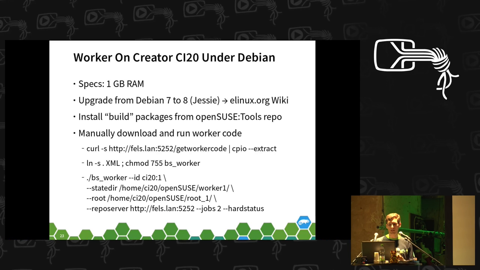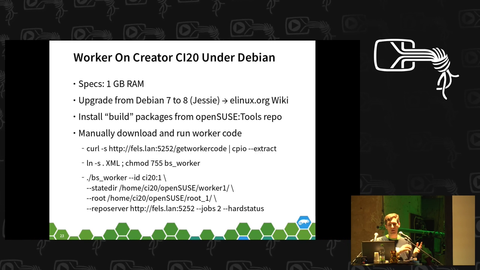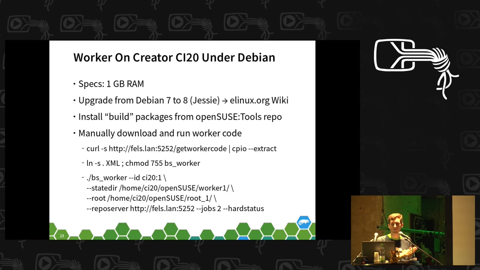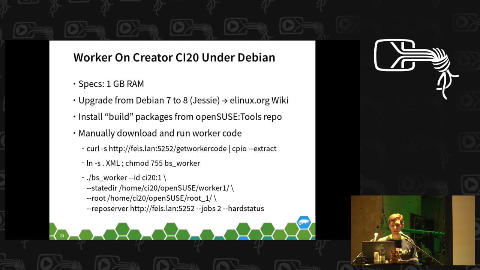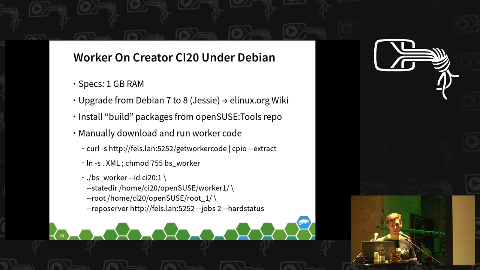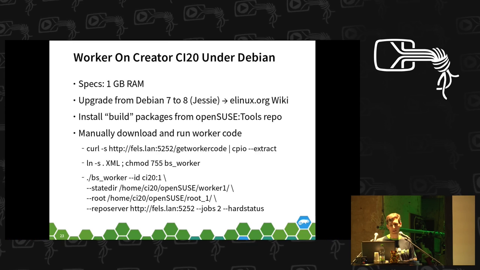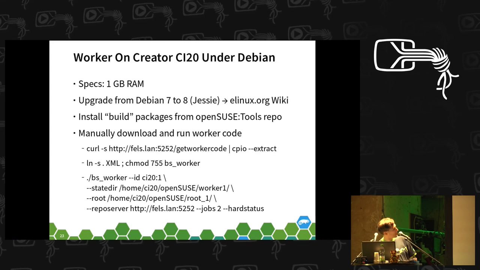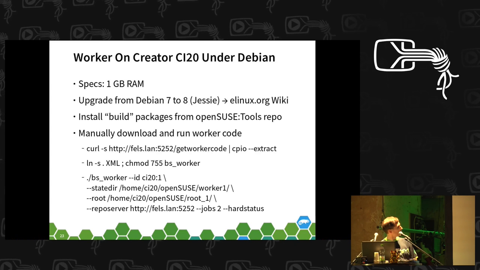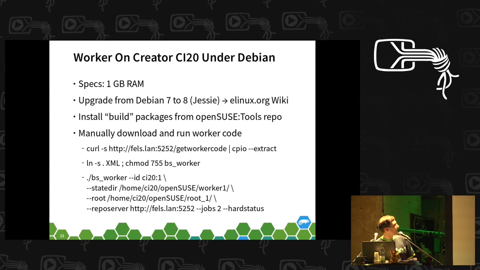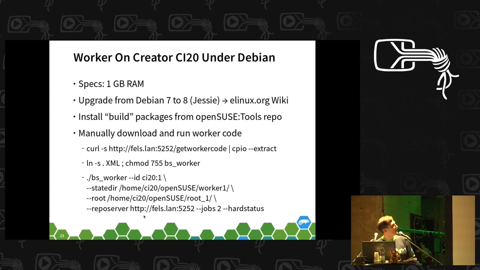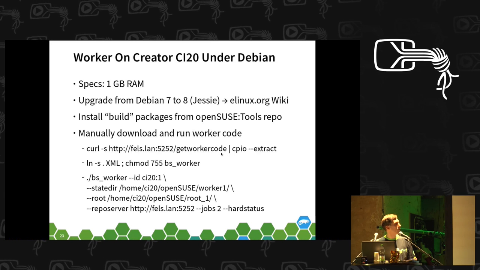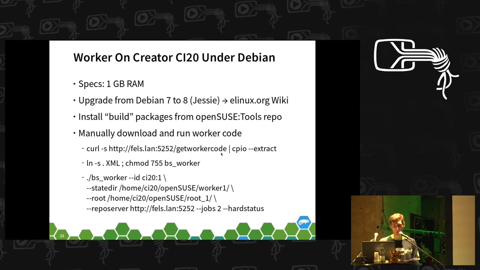What it really needs to do is simply get the Perl code for running the worker from the repository server, from your local one. So you can simply look up what it does on the file system, and that's pretty much a curl command to download the code. It is downloaded as a CPIO archive, and then you just extract that to some local temporary directory of yours.